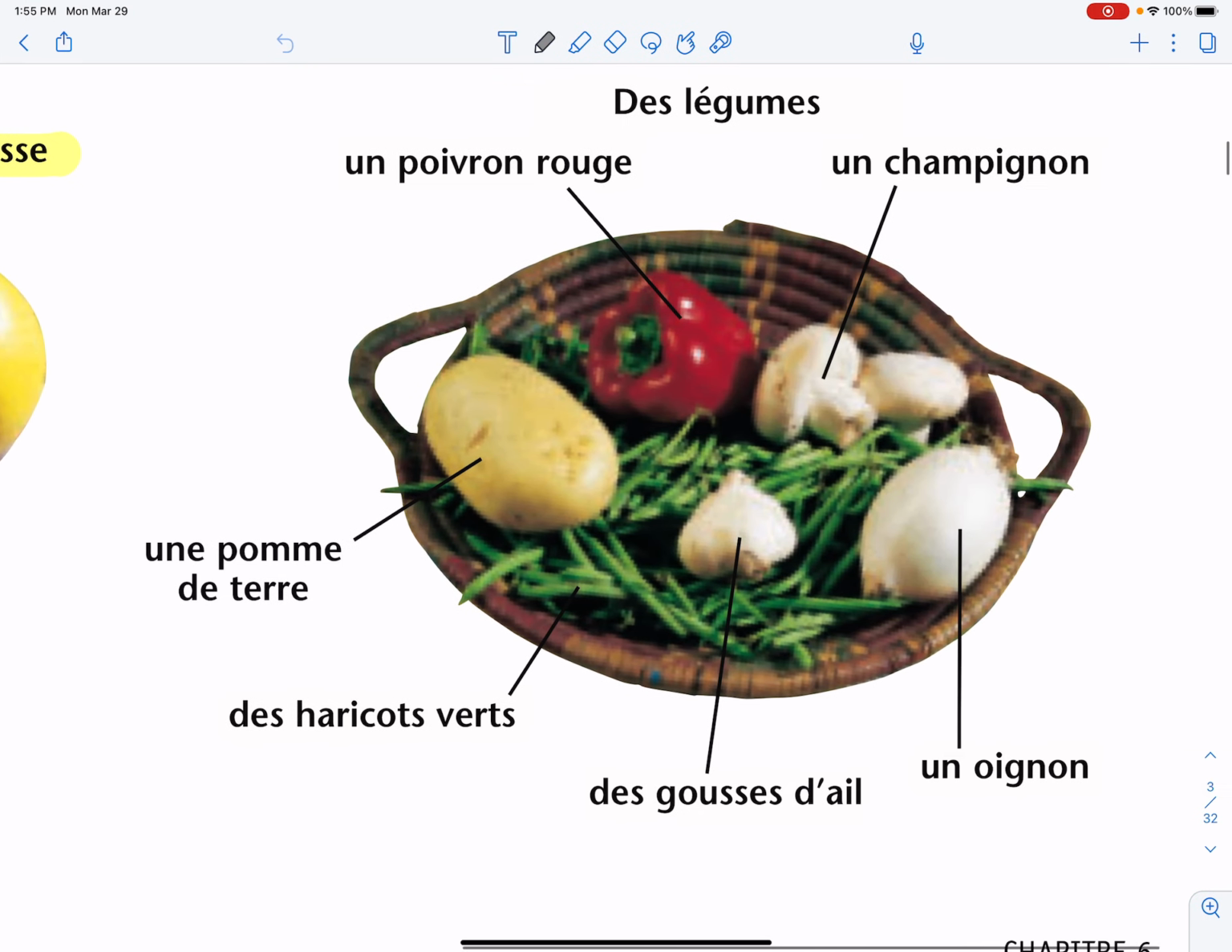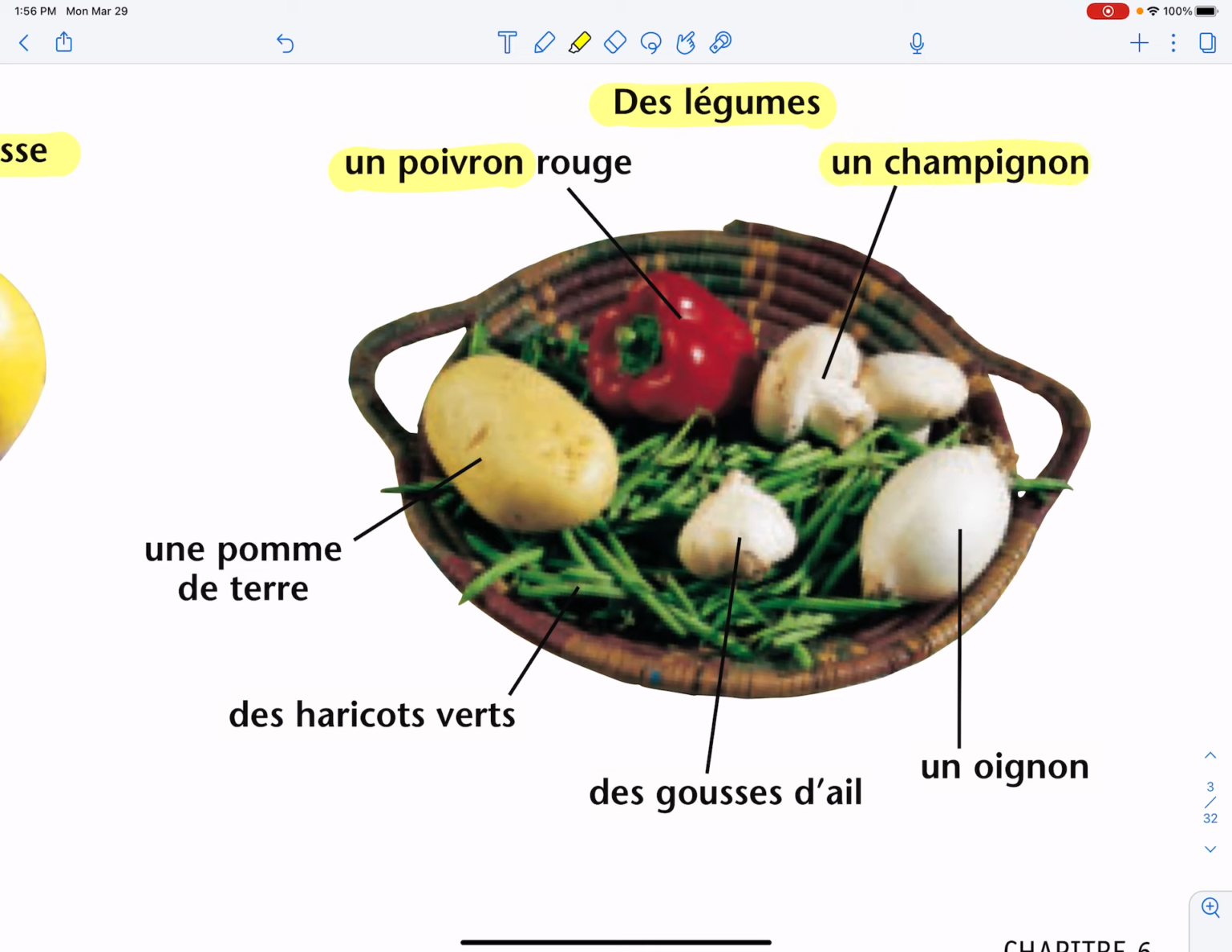Okay, over here for des légumes, your vegetables. We have un poivron. It could be any color. Un poivron rouge, a red pepper. Un poivron vert, a green pepper. Un poivron jaune, orange, yellow pepper, orange pepper. Whatever the color is. Un poivron is the pepper, and then the color comes after that.